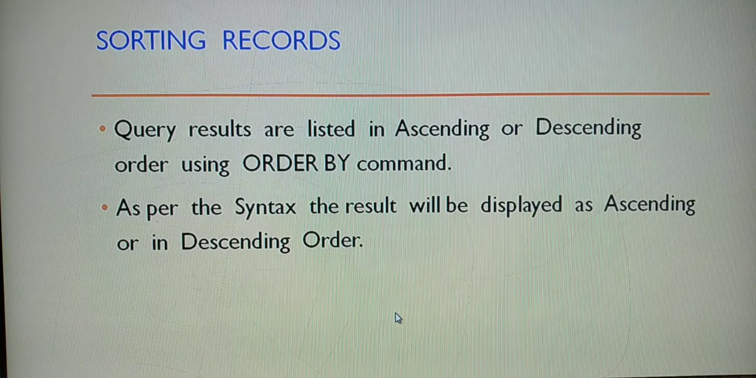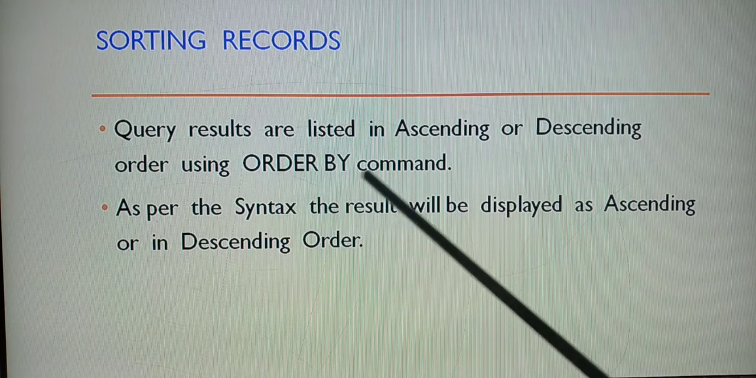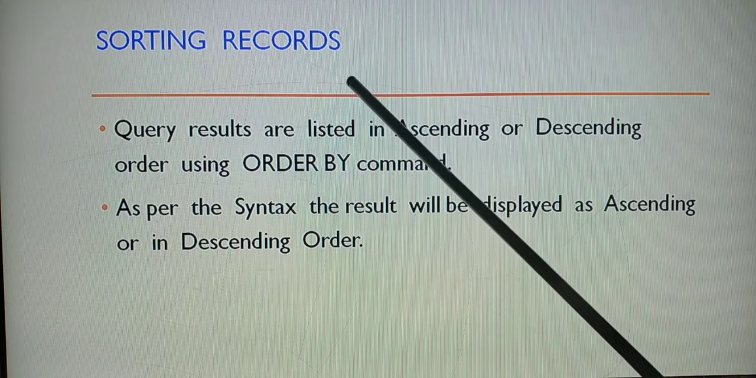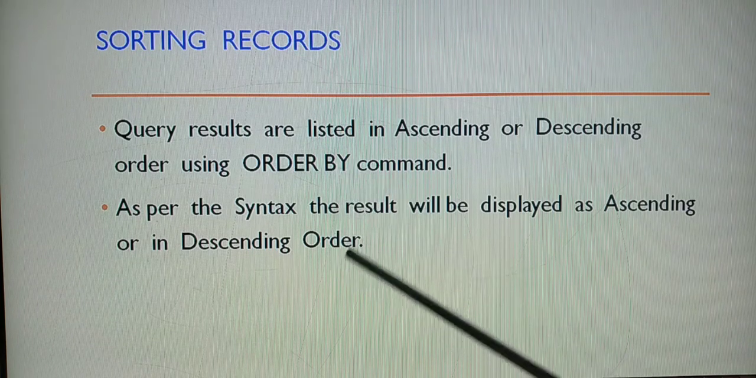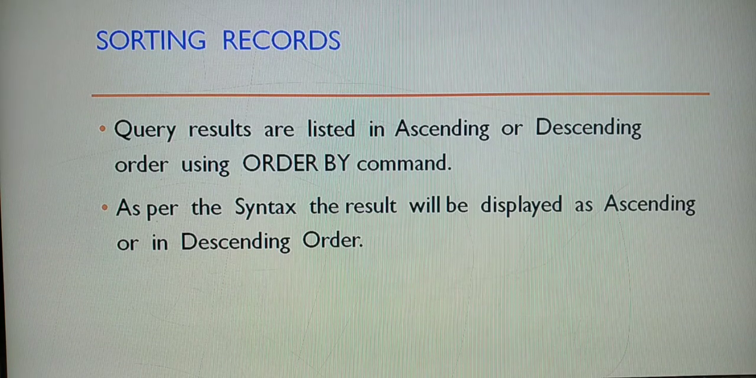This is sorting records. You can sort the records in ascending or in descending order. For that, which command do you have to use? You have to use the order by command. To sort the records, you have to use order by. Based upon the command that you have given, the result will be in ascending order or in descending order, and it will be displayed for you accordingly.